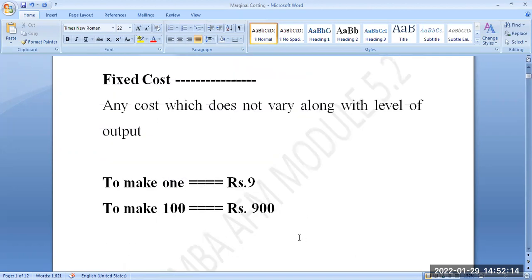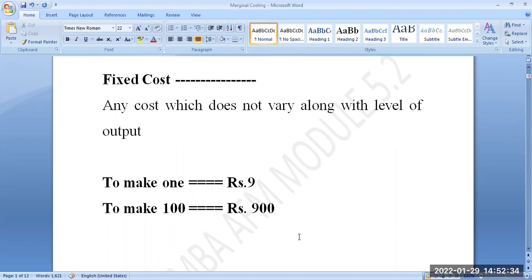Okay, all indirect costs need not be fixed costs. They can be fixed or semi-variable. Let us first decide the nature of these three costs with an example. Fixed cost is a cost which remains constant irrespective of the volume of output.